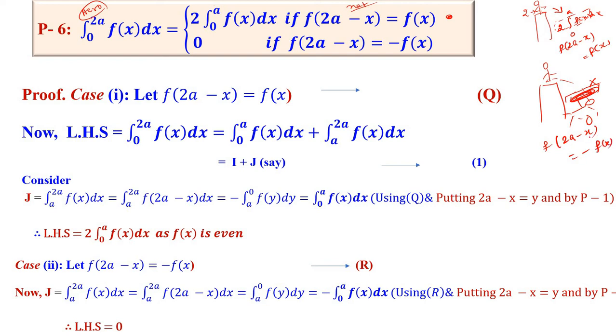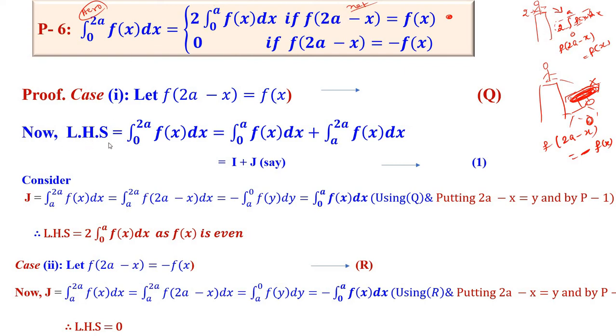So f of 2a minus x is equal to, with the minus sign, f of x. So there is something wrong in that, so he falls down and it becomes 0. So the condition is to be remembered to make use of this property. We shall take f of 2a minus x to be, say, f of x. This is from the condition that we have.